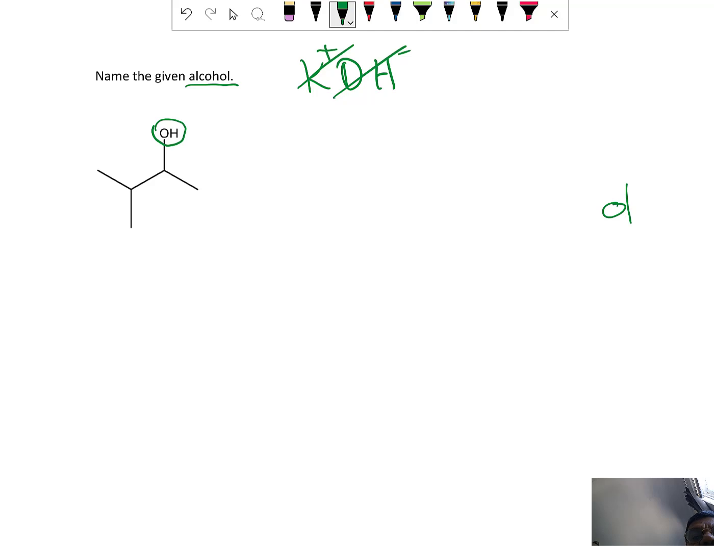Now, we need to choose the longest chain. The longest chain is that one. And then I should give the least number to the priority group. So let me put the numbering. I should be numbering 1, 2, 3, and 4, right? So that's 4 carbons, it's a butane, and the OH is at the second carbon, so 2-ol. So I should say 2-ol, and then how many carbons? Butane, right? Butane.